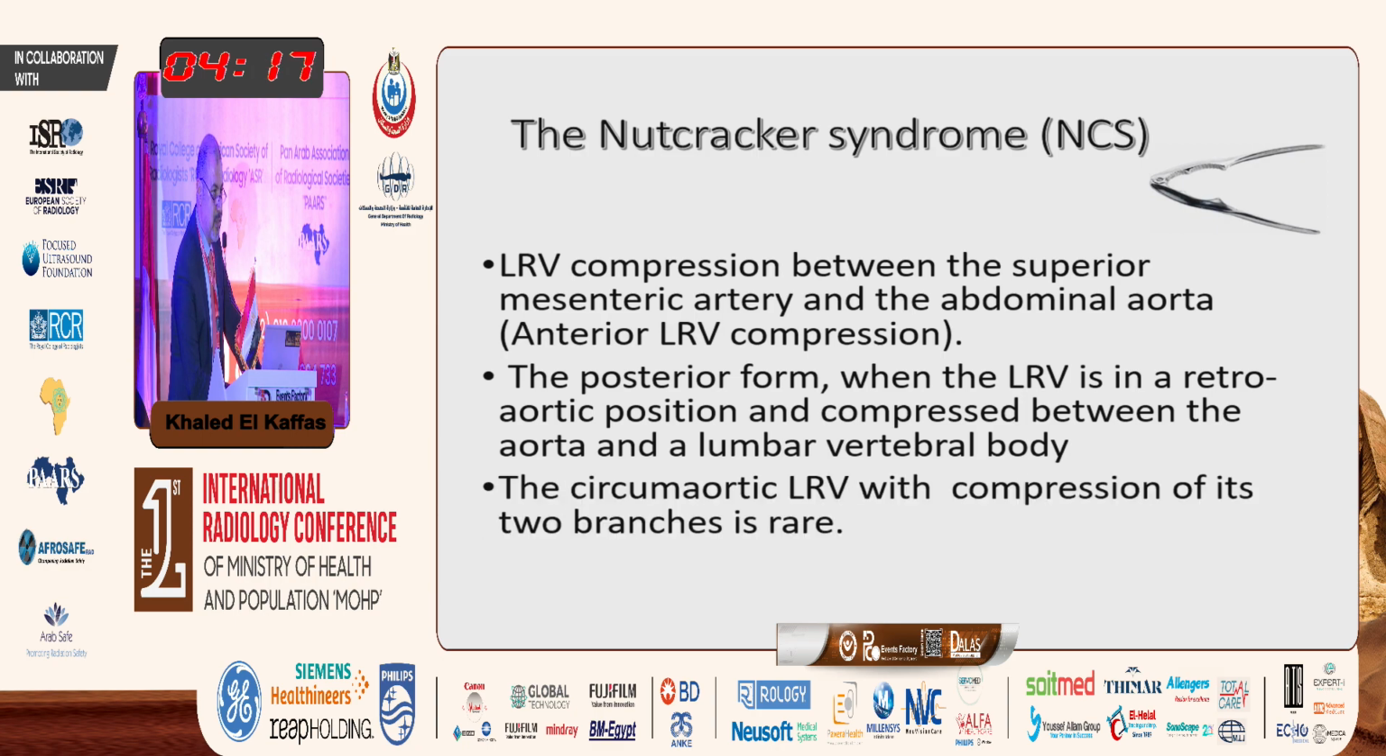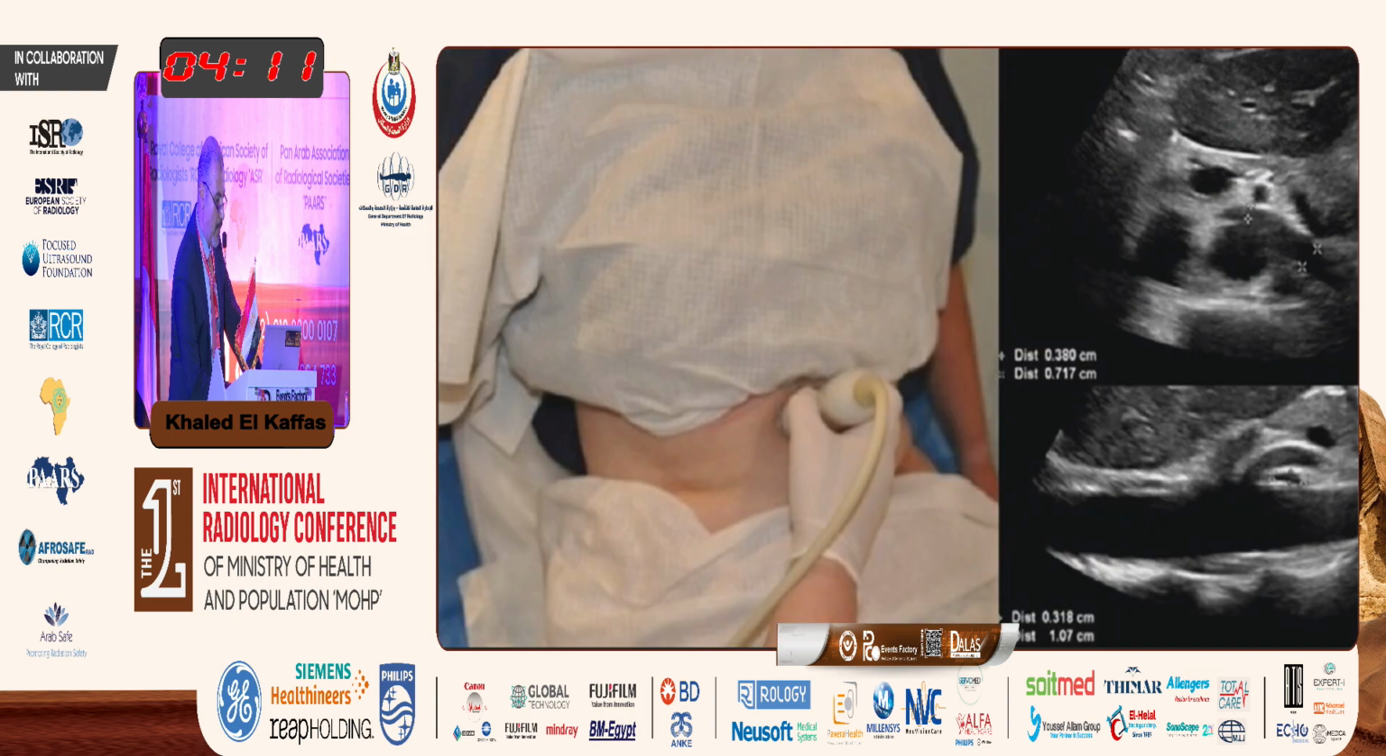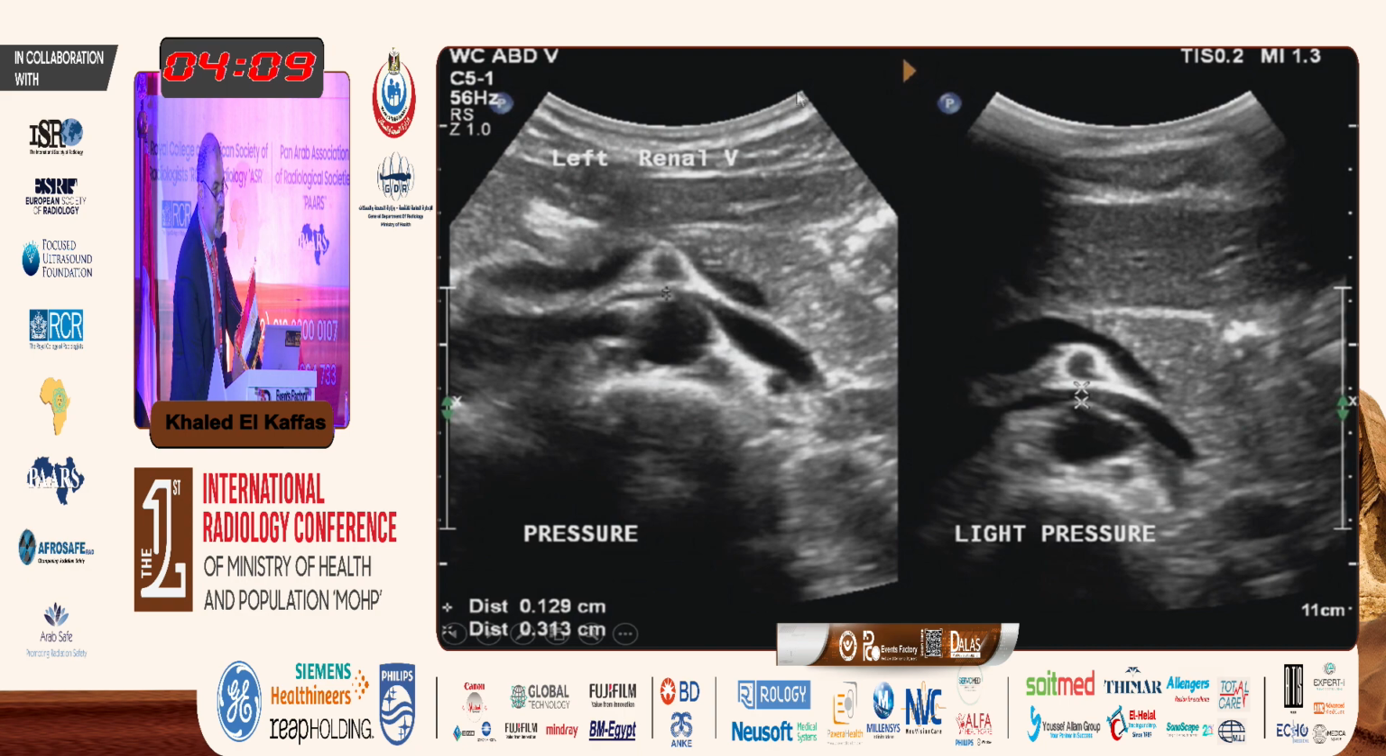The circumaortic left renal vein is very rare to diagnose. The same examination pattern as we do previously in the renal veins. The most important tip that I have to tell you is to never compress the abdomen. Most of us, when we find gases, use compression by the probe to remove the gases of the bowel.